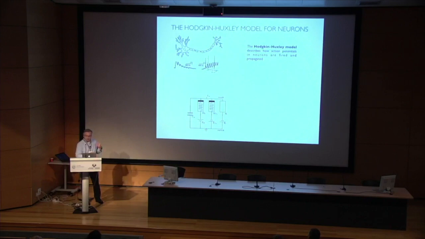And this is the equivalent circuit that they came up with, where these are memristors. So essentially, you have some general capacity. This is the potential. And the conductance of this potassium channel is going to be a memristive conductance. Similarly for the sodium channel, and this is what is called the leakage. And these are the equations.